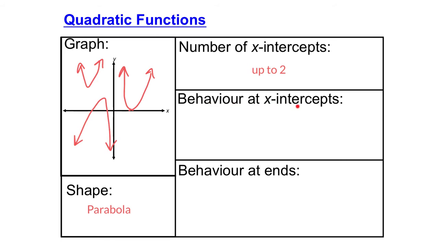Now the behavior at the x-intercepts. Well, if I zoom in here or here, it will cross the x-axis like a line, whereas here it will cross, for lack of a better term, like a parabola. So it'll look like these. And the behavior at ends. Well, for any of the cases that I drew, you're entering and exiting, going in the same direction.